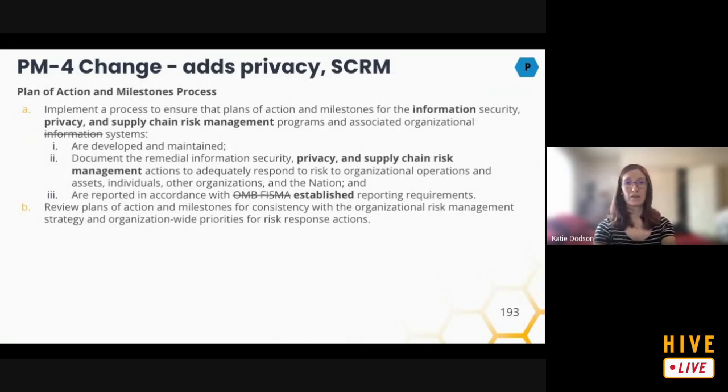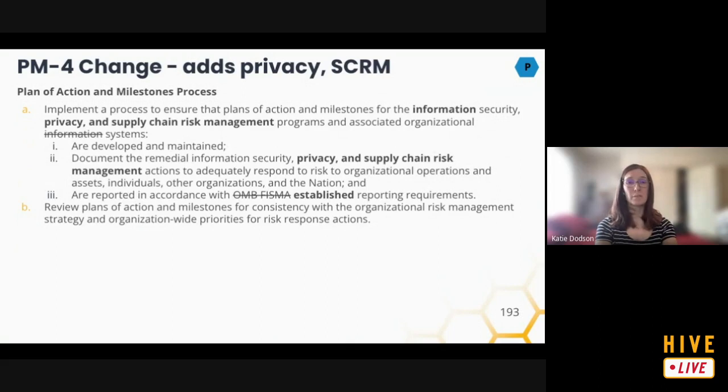Part 4 was modified to add privacy and supply chain risk management. So plan of action and milestones process specific to privacy. Implement a process to ensure that plans of action and milestones for the information security, privacy, and supply chain risk management programs and associated organizational systems are developed and maintained. Document the remedial information security, privacy, and supply chain risk management actions to adequately respond to risk to organizational operations and assets, individuals, other organizations in the nation, and are reported in accordance with established reporting requirements.